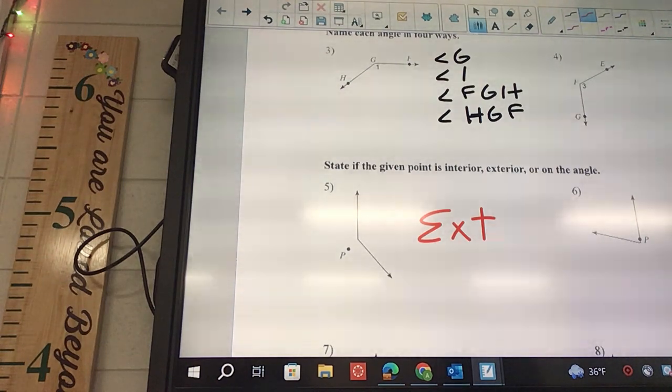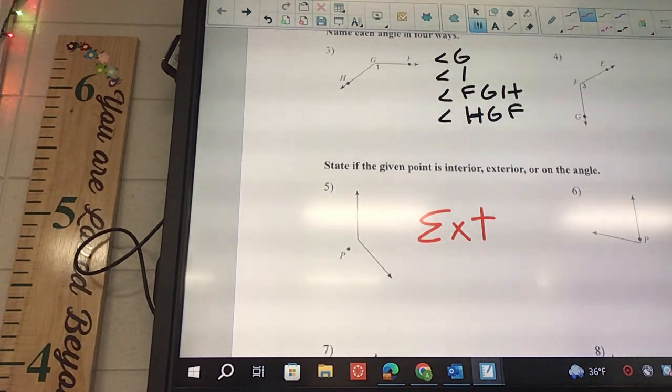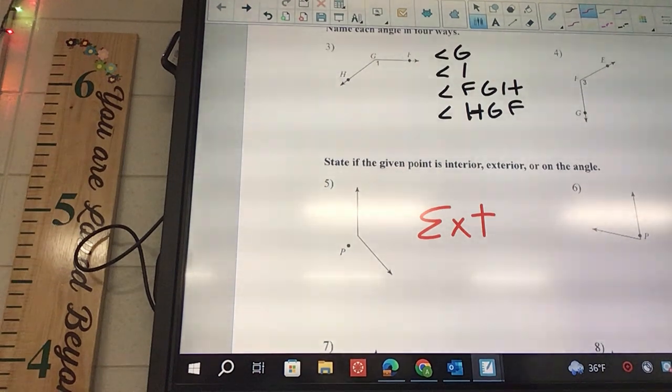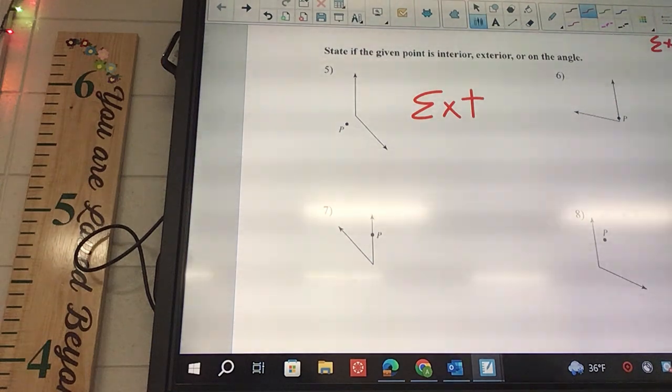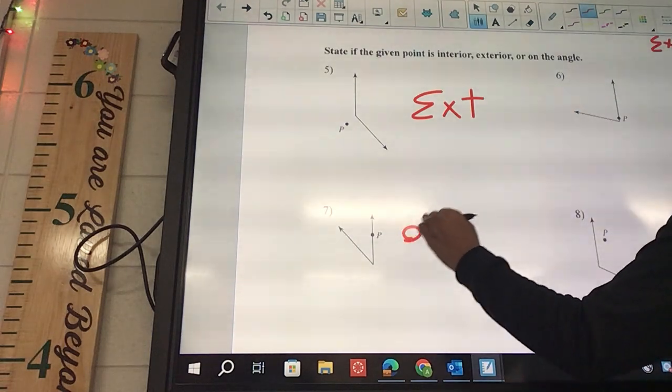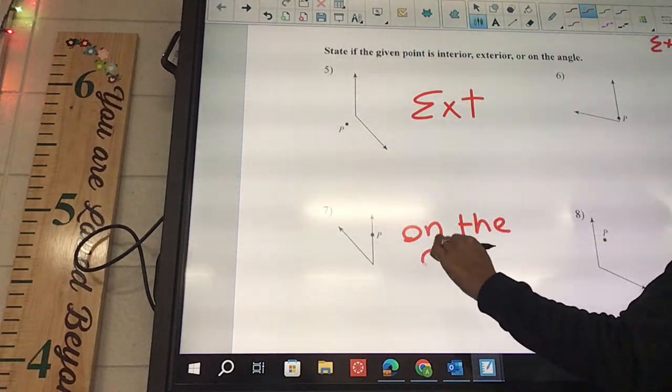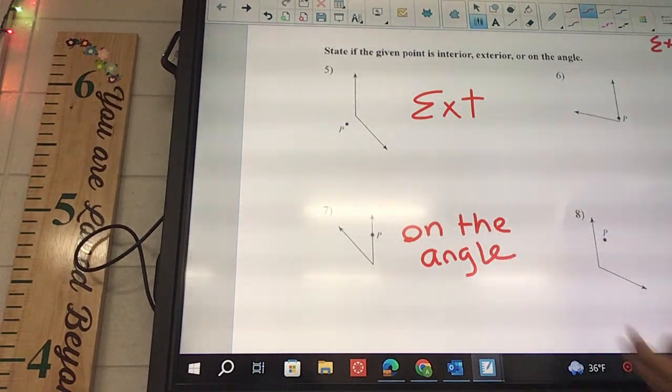Okay, what about 7? 7 is not in. Where is it? Is it interior or exterior? What do the instructions say? Reread them. Read the instructions. It's on the angle, correct? So it's not interior or exterior, it's on the angle. So this one is going to be on the angle. Same thing, like it's on the line.